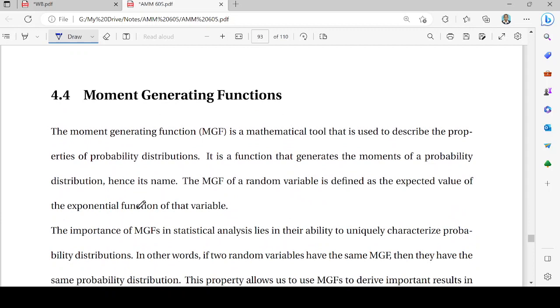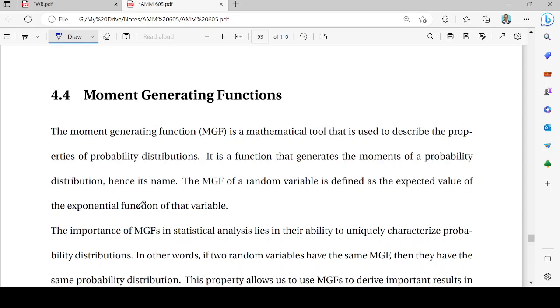So we now look at the moment generating functions, which we shall denote by MGF. A moment generating function is a mathematical tool that is used to describe the properties of a probability distribution. It is a function, as the name suggests, that generates the moments of a probability distribution. The MGF of a random variable is defined as the expected value of an exponential function of that variable.